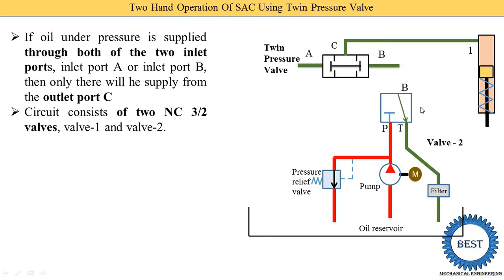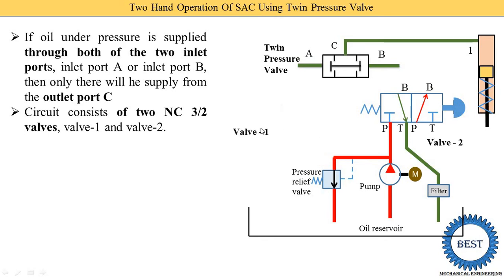Now for the second position, here we draw the second square. In the second square you see the oil is supplied from the P port to the B port, and this T port is closed, and it is manually operated. We know that two-hand operation means both hands of the operator are required to operate the system. It is called two-hand operation, and it is used for safety purposes. So this is the push button symbol. If the operator presses the push button of both the valves, then the oil is supplied. So this is called valve B.